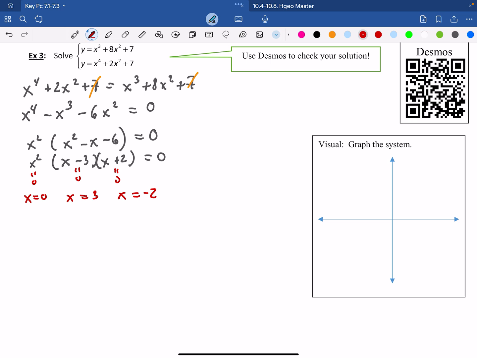All right, and then now what you're going to do is take each one of those x values and put it into one of the two equations.